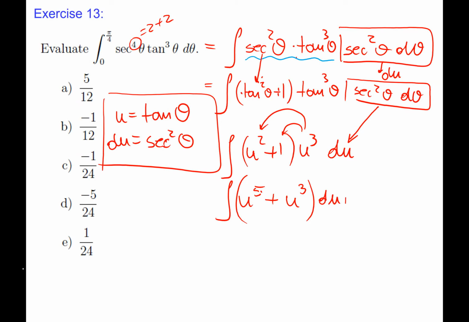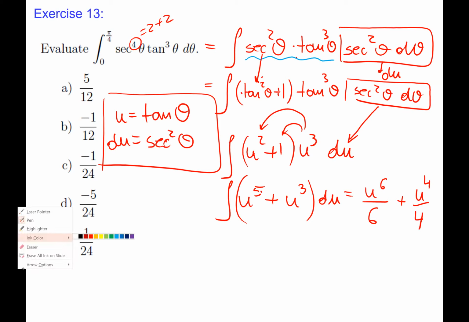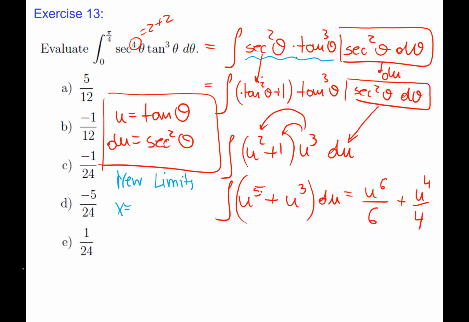And now the integration: u to the power of 6 over 6, plus u to the power of 4 over 4. And now, since we have limits of integration, let's find the new limits. X was 0, then u is tangent at 0. And actually, what's the tangent at 0? It's actually 0. That means I can copy the lower limit the same.